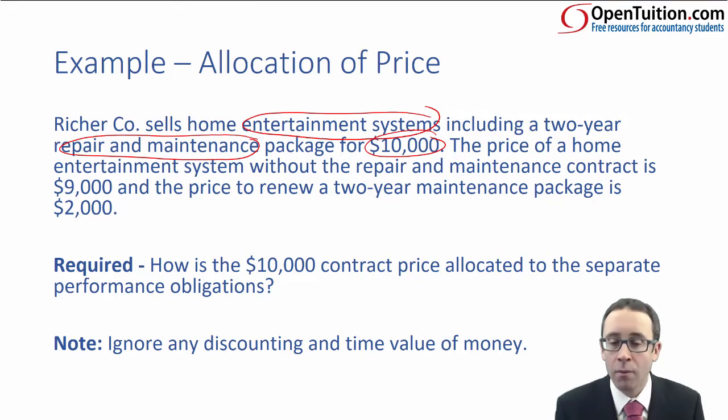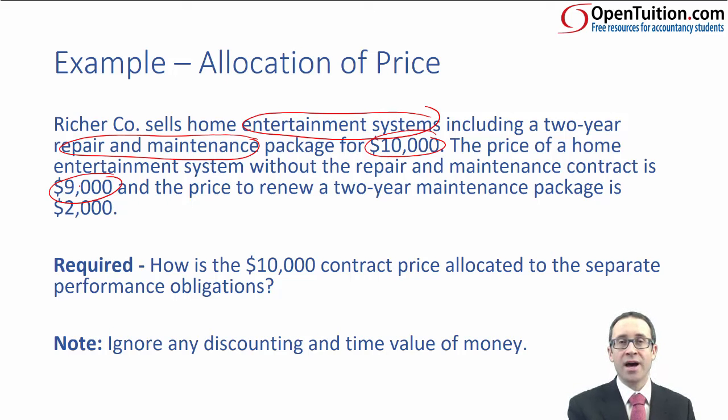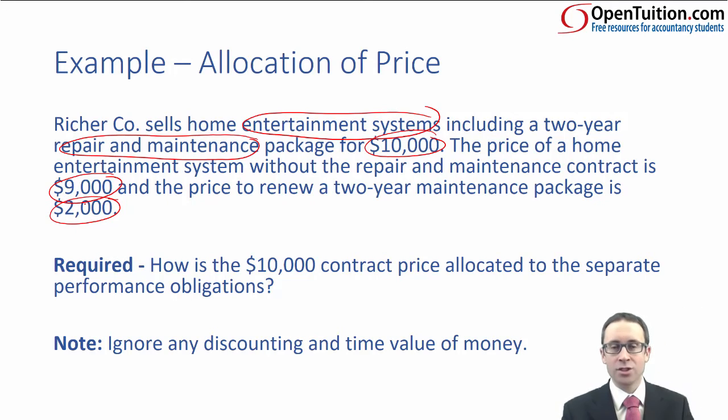So what are the standalone prices? Well, they're given there, aren't they? We're told that you've got a standalone price for the entertainment system of $9,000. It's a pretty good entertainment system, that, isn't it? And a $2,000 maintenance package. So the contract price is $10,000, which is a bit cheaper than the standalone prices of $11,000, isn't it?